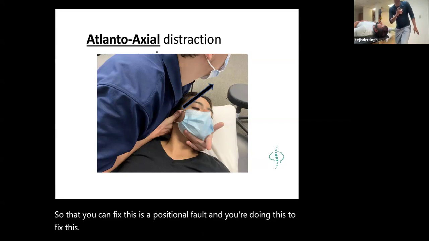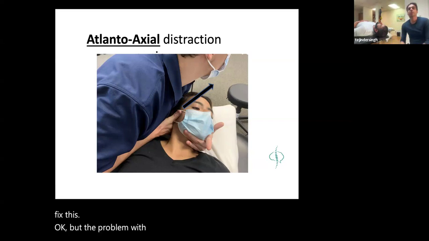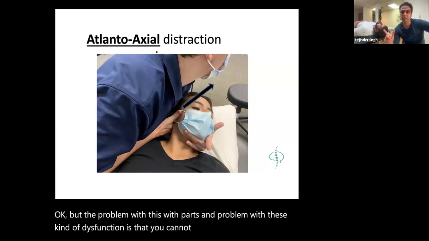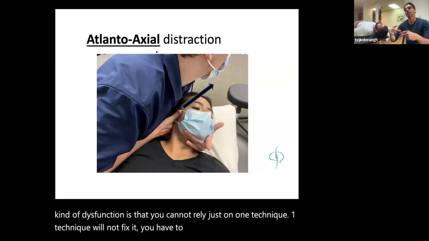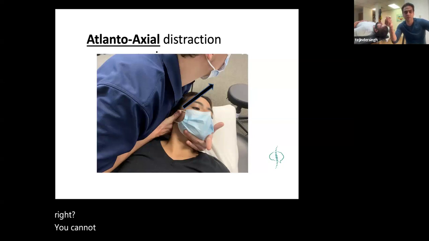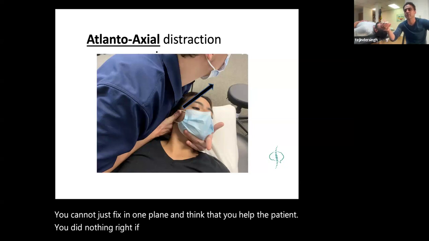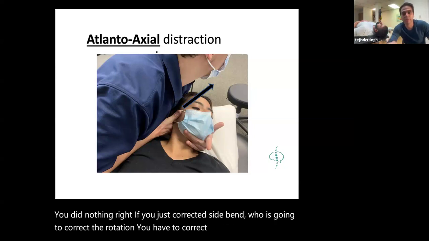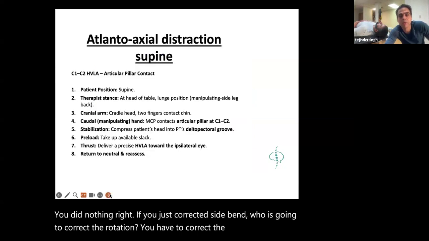But the problem with POTS and these kinds of dysfunction is that you cannot rely on just one technique. One technique will not fix it. You have to combine different techniques, because this thing is moving in 6 planes. You cannot just fix one plane and think that you helped the patient. If you just corrected side bend, who's going to correct the rotation? You have to correct the rotation.